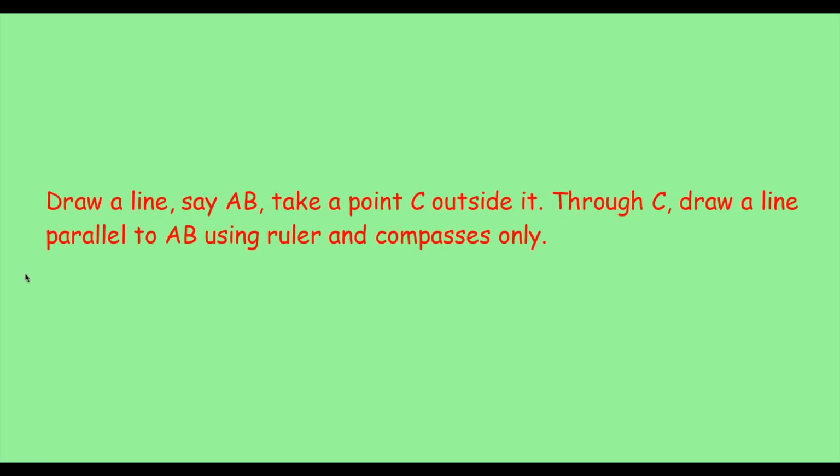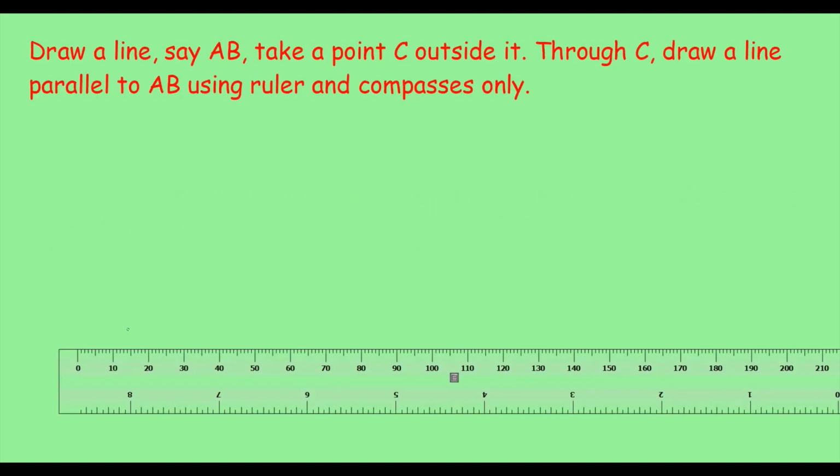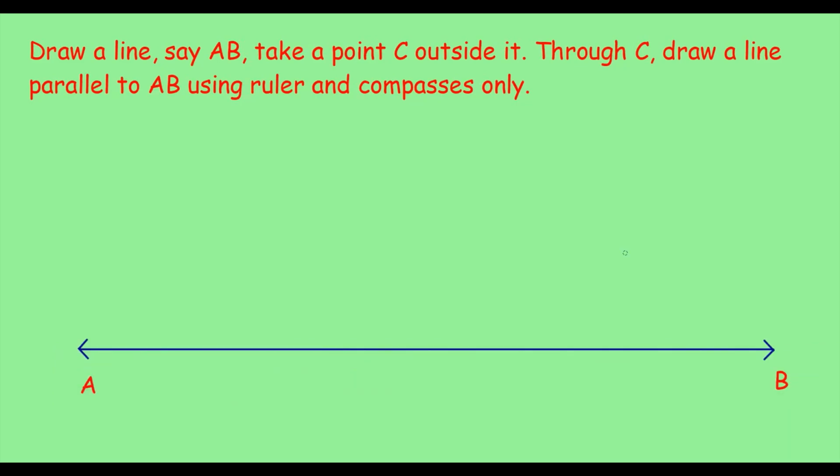Now let us discuss a question. Draw a line, say AB, take a point C outside it. Through C, draw a line parallel to AB using ruler and compasses only. First, let me draw a line and name it as AB. Now take a point C, not on this line. Let me take it here. This point, let it be C.